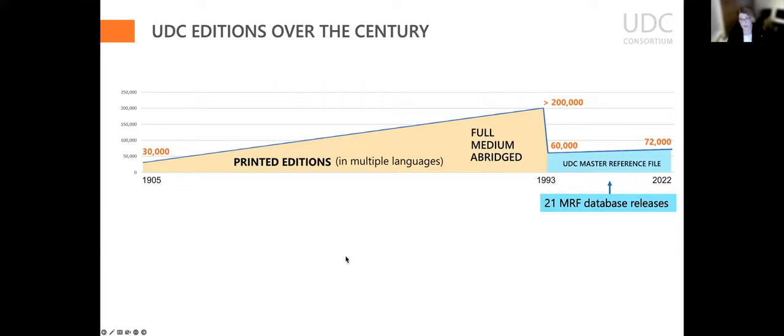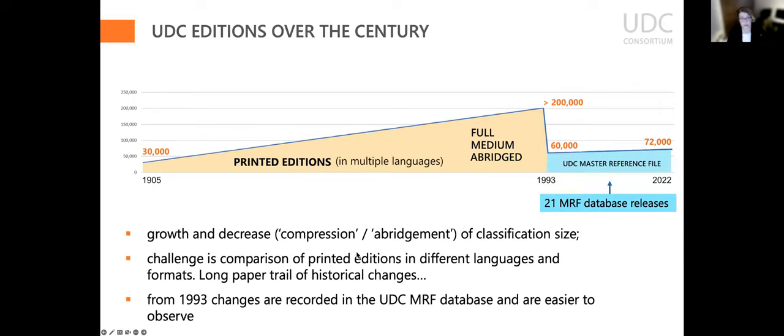And since 1993, we had 21 editions or releases or changes in classification. In this period, approximately 40% of classification was revised, and there are also 15,000 classes of cancelled or deprecated UDC notations. So we can see that in a long period of 120 years, you can observe both growth and decrease of classification, and each of those comes with challenges. And then we have this big problem of printed editions that are not digitized and that make analysis and comparison over time rather difficult. From 1993, when we have this classification in the database, everything becomes much easier. We have data supporting changes, monitoring them, and distributing and publishing them.